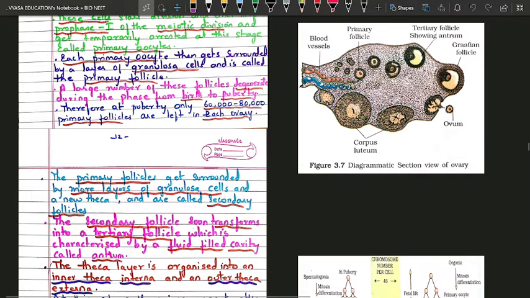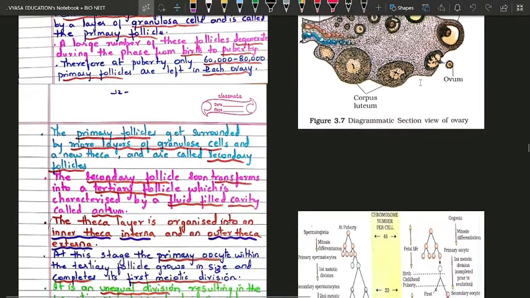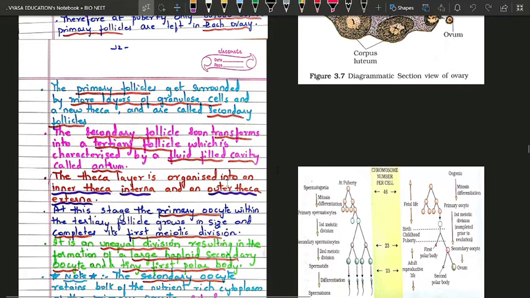The tertiary follicle is characterized by a fluid filled cavity called the antrum. The antrum is shown here. The theca layer, a new theca layer, is organized into an inner theca interna and an outer theca externa.